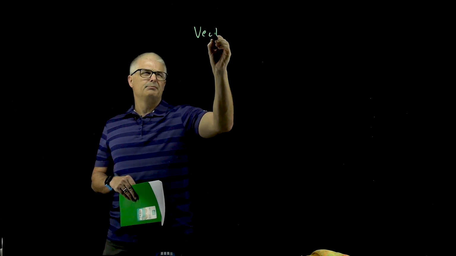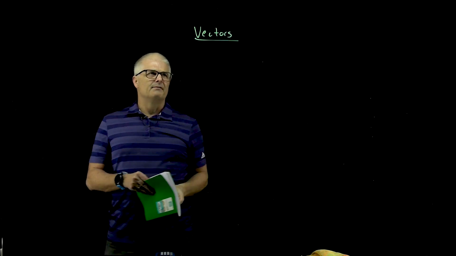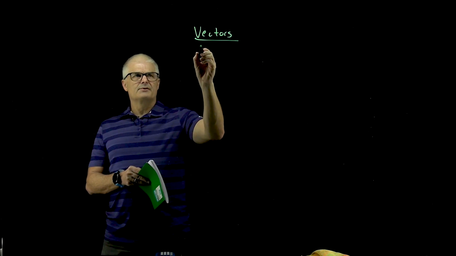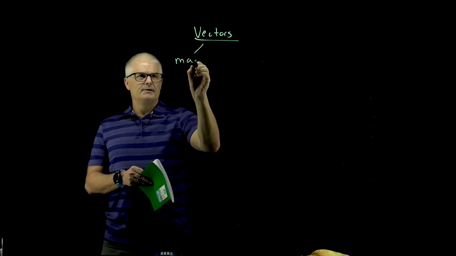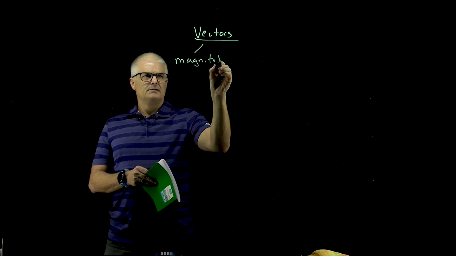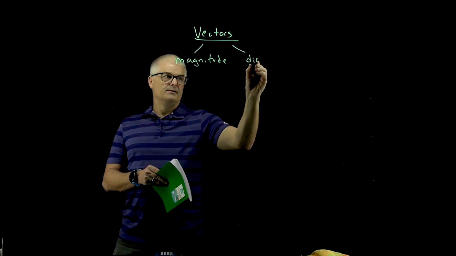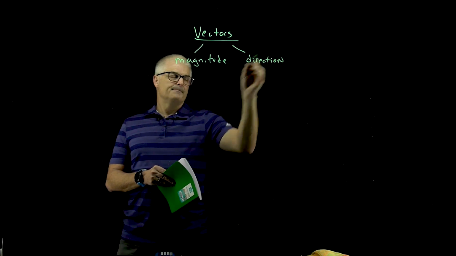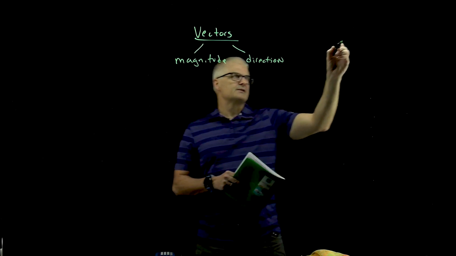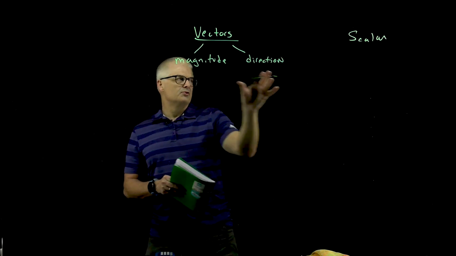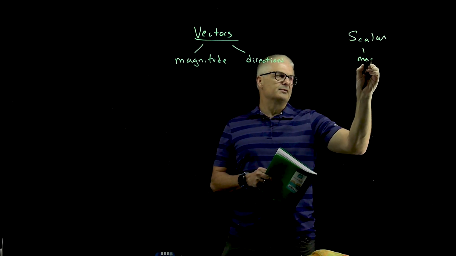Hey, physics, today I want to talk about vectors. We talked briefly in the last video about vectors, but let's specifically talk about this. As we said in the last video, vectors have magnitude. Remember, that's just a number, and they have direction. But we also want to contrast that with something called a scalar. So vectors have magnitude and direction. Scalars only have magnitude.